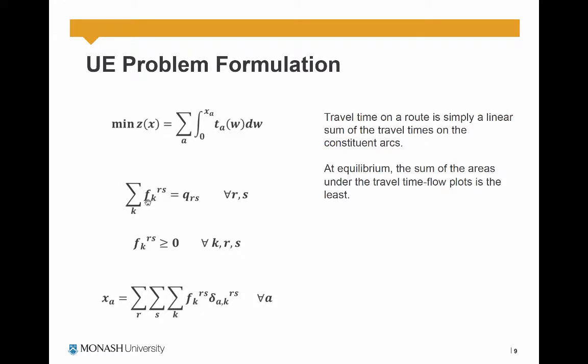The first constraint is the conservation law, where the sum of the flows going from R to S on multiple paths must be equal to the demand going from R to S. This is a non-negativity constraint, where the flows on the path k going from R to S must be equal to or greater than 0. And the last constraint gives you the link flows, which is the summation over all the origins, all the destinations, and all the paths of the path flows multiplied by the indicator variable, that 0 and 1 matrix that we went over a few minutes ago.